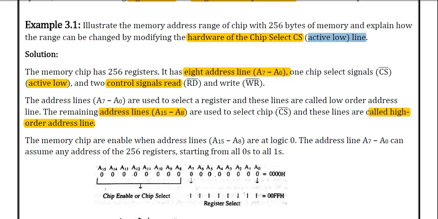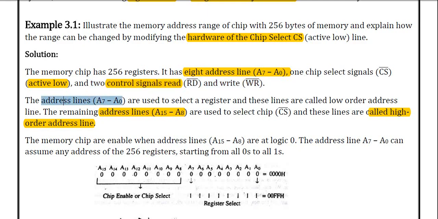The memory chip has 256 registers. Here 8 address lines are from A7 to A0, and one chip selection, which is known as the CS, which is active low, and then the two control signals, the write and read functions. Read is also active low, write is also active low.